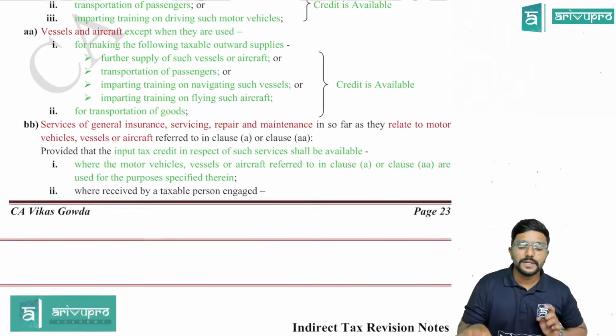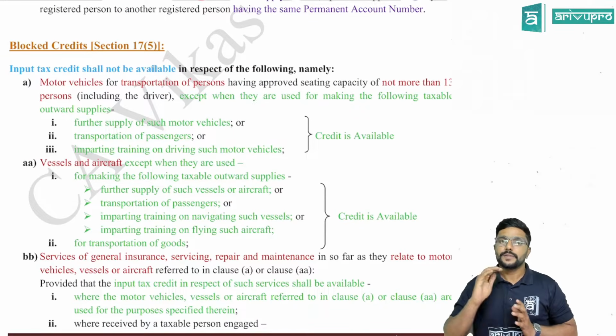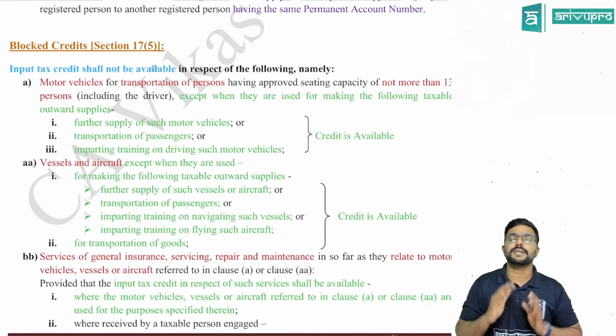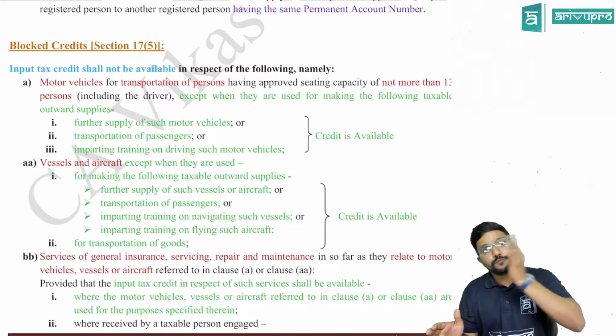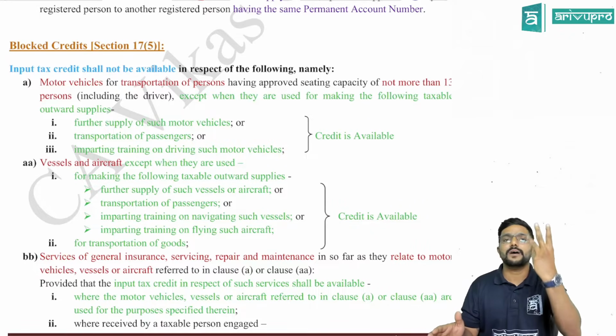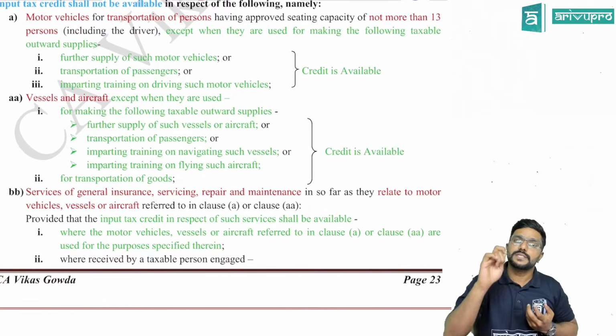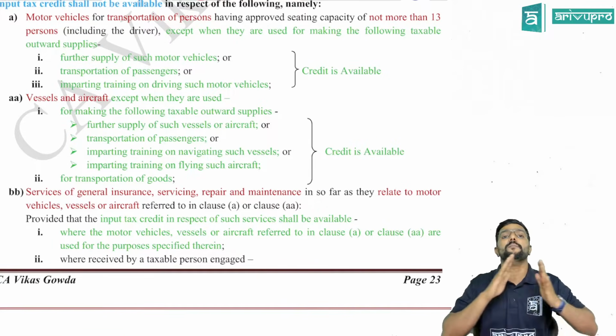Then coming to, see, at the time of purchase of motor vehicle, vessels or aircraft, if the GST paid on the purchase is blocked, then in the future, if you take any services for that motor vehicle, vessel or aircraft in the nature of service, repair or insurance, even the GST paid on that service is also blocked.